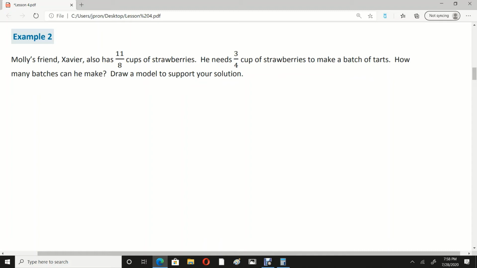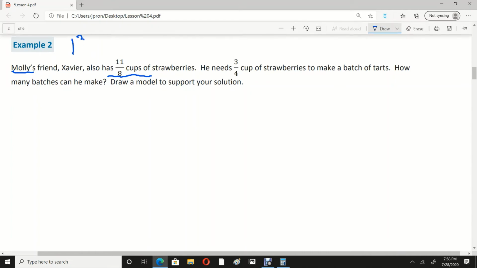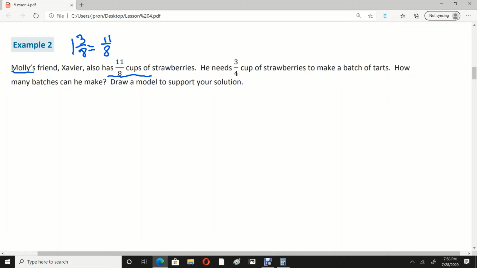All right, cool. So Xavier already told us that 11/8 cups of strawberries is the same as what Molly had, which is convenient because we figured that out, right? We knew that Molly had 1 3/8 cups, which we knew was equal to 11/8 cups. So great, they have the same number of strawberries, right? But he's making something a little bit different this time. Xavier's making tarts. His recipe calls for 3/4 cups of strawberries. All right, so the real question is here, how many 3/4 cups do we have in 11/8 cups of strawberries?